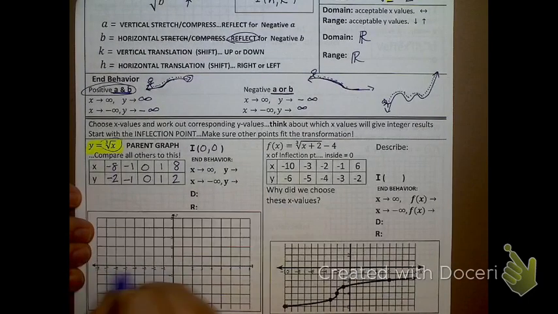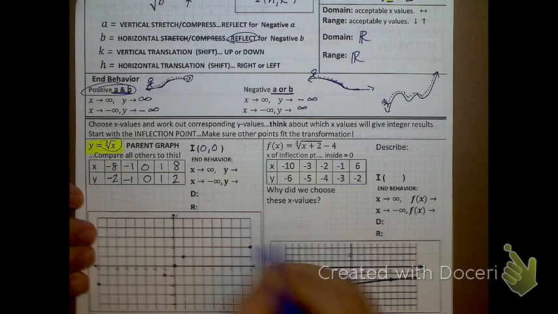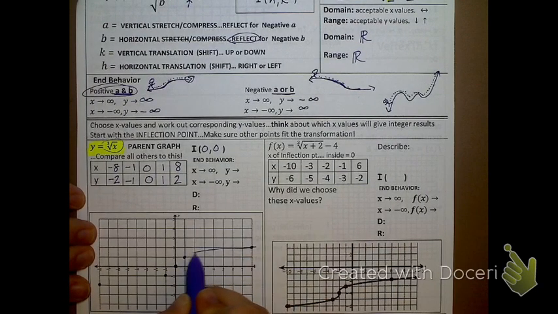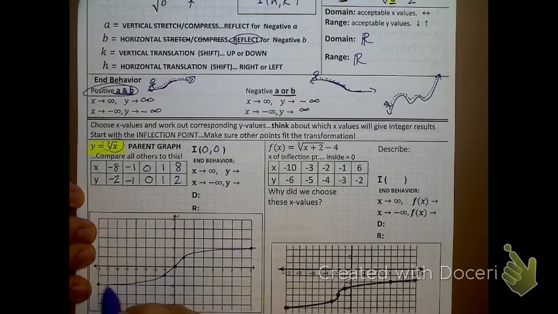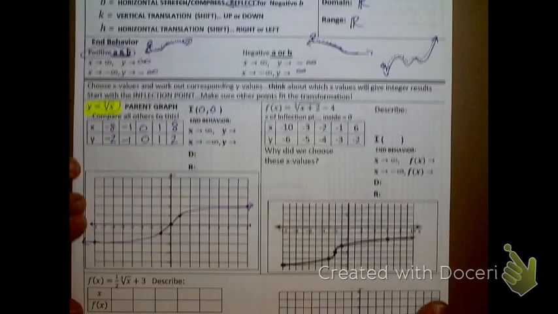-8, 2, 3, 4, 5, 6, 7, 8. -2. -1, -1, 0, 0, 1, 1, and 8, 2. And that's what my cubic looks like.